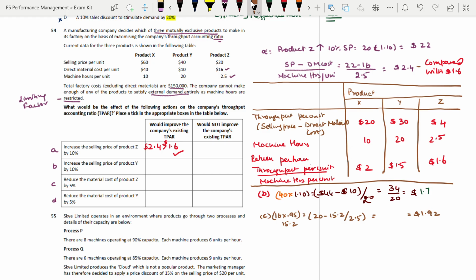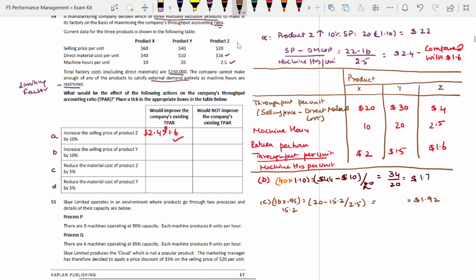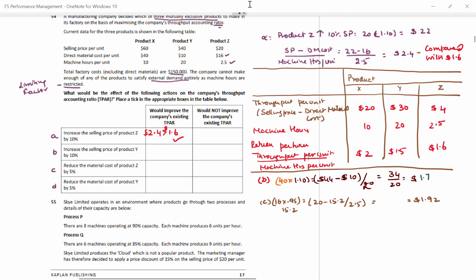Because the throughput of product X is the highest. It's true.